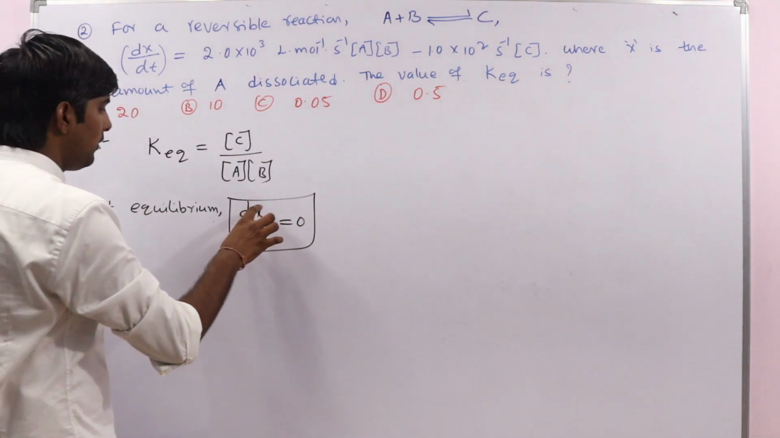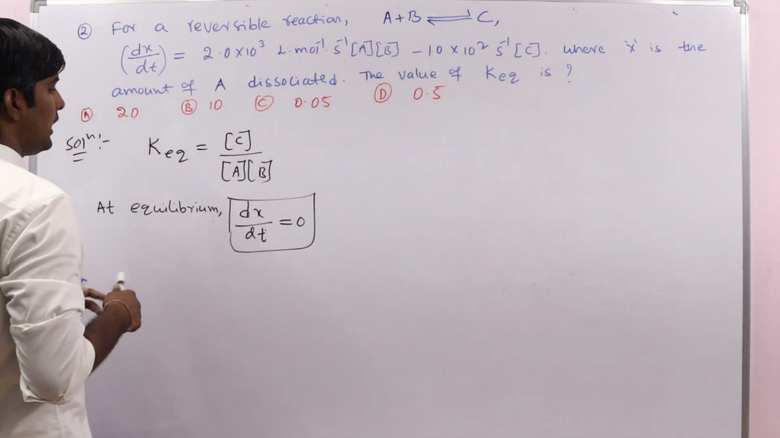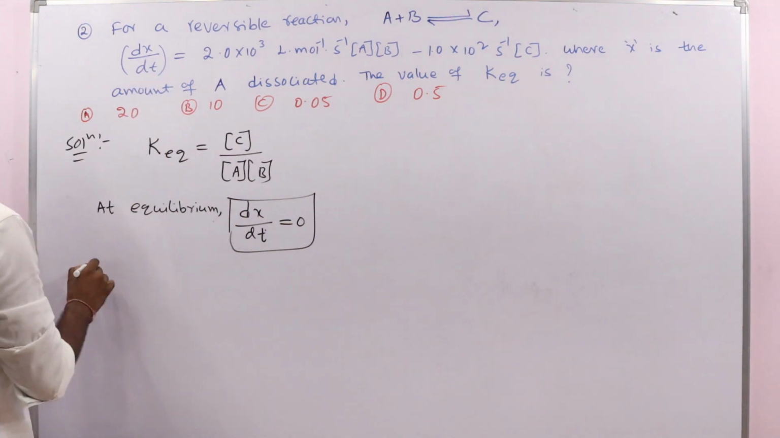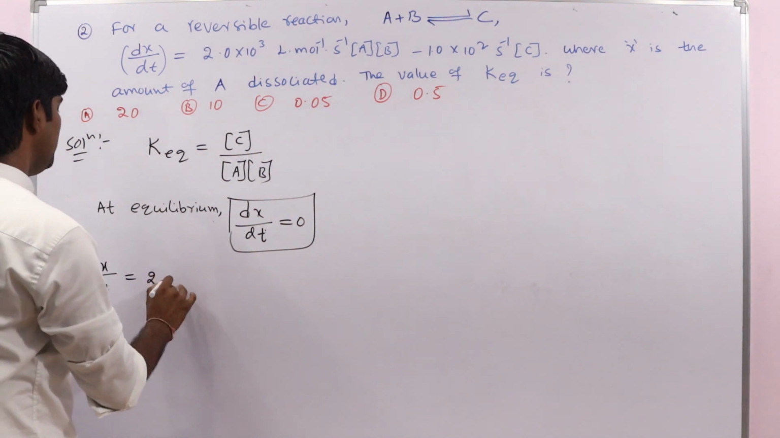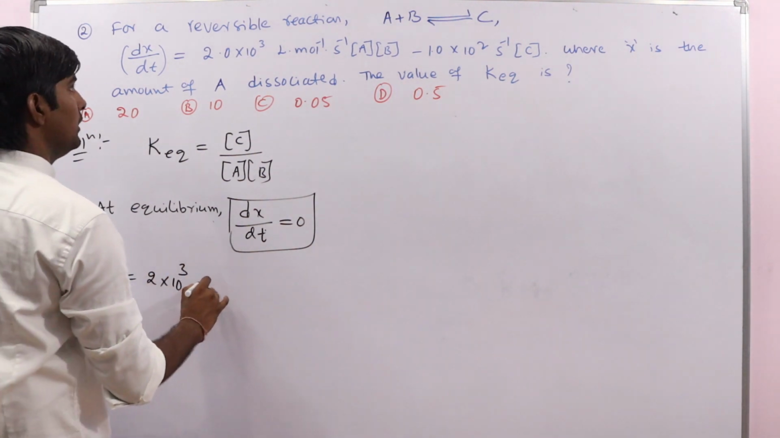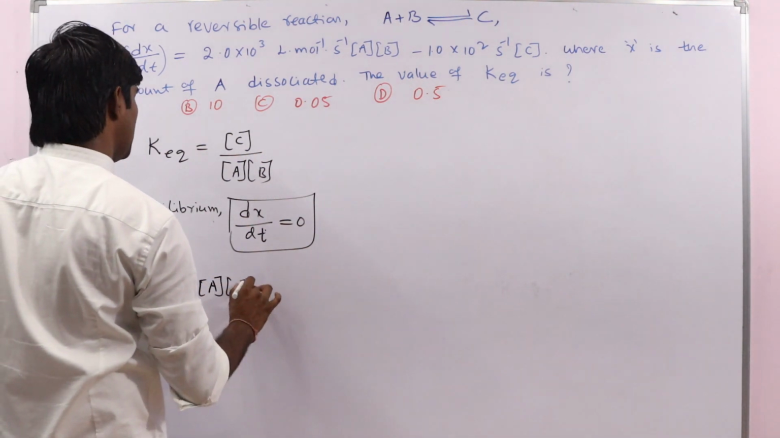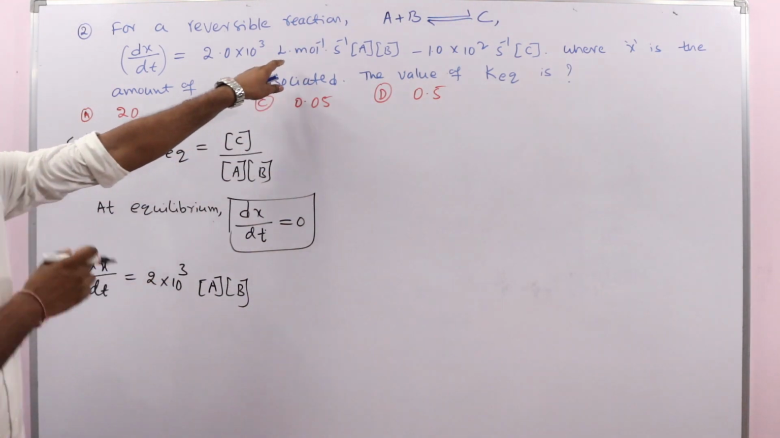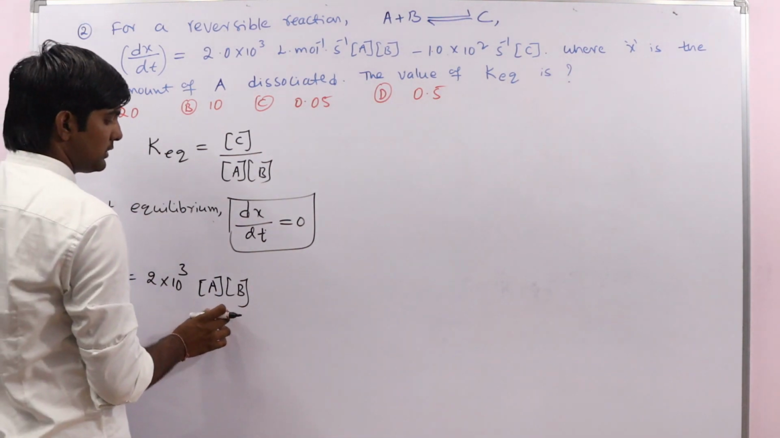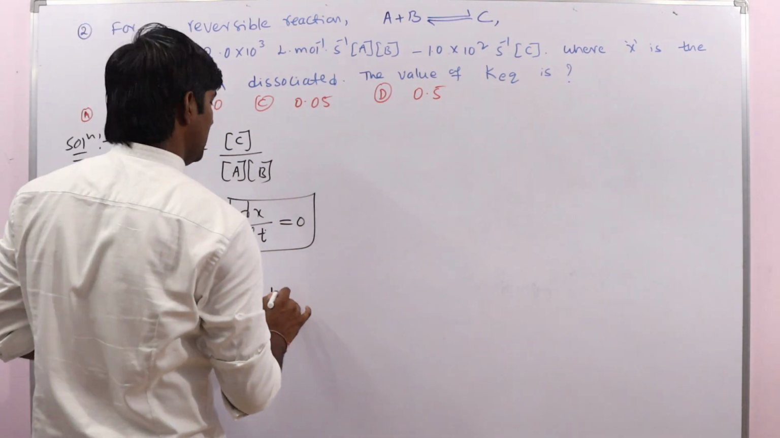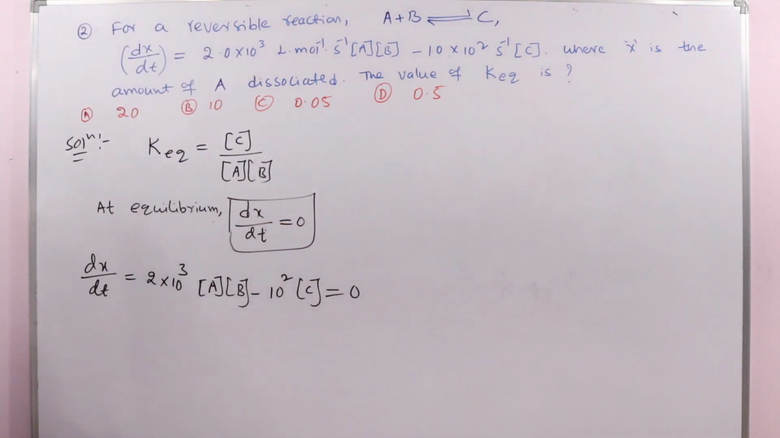Very simple. So now here dx by dt is given, so we can write dx by dt is equal to 2 into 10 power 3 times the concentration of A into the concentration of B, minus 10 power 2 into the concentration of C. I am not writing the units here, only the numerical values. This is equal to 0.